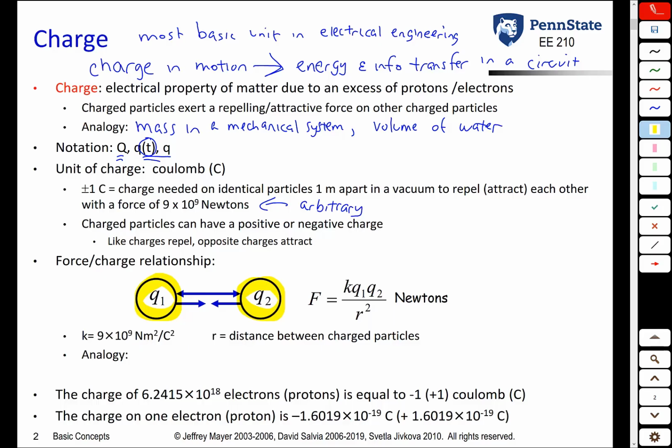The force between them is given by some constant K, which is 9 times 10 to the 9 newton meter squared per coulomb squared, times the charge of the first particle times the charge of the second particle divided by the square of the distance between the two particles. This is very similar to gravitational attraction.